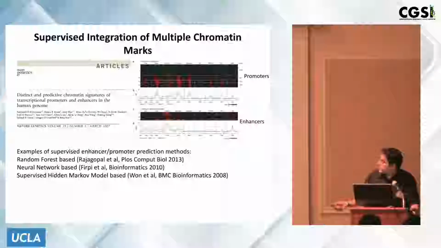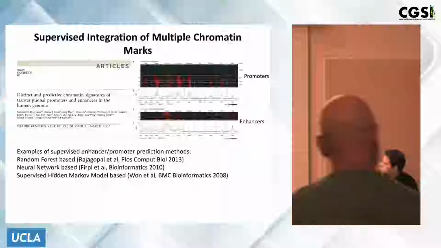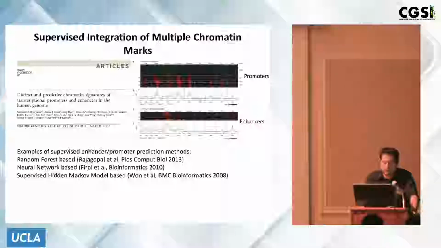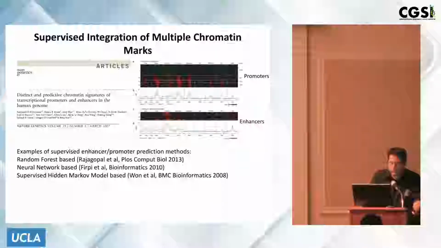What they were doing was taking annotated transcription start sites to represent promoters and locations of a specific protein binding, P300, to represent enhancers. And what they showed was that there were different signatures associated with different histone modifications, depending on whether it was in the class of promoters or enhancers. Then they developed a simple approach to classify locations into promoters and enhancers. And since then, there have been quite a number of other methods using various supervised learning methods, such as random forest, neural networks, or supervised hidden Markov models.